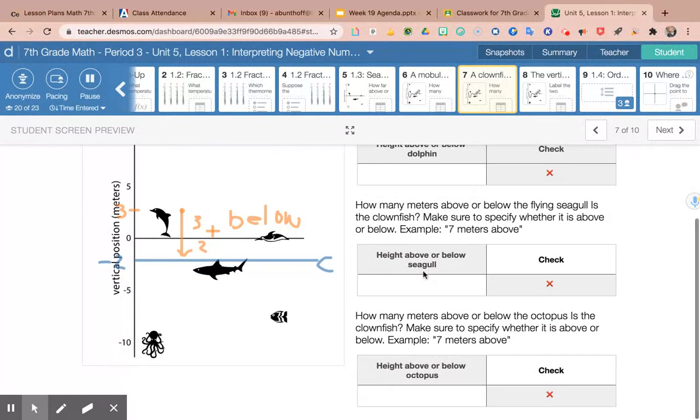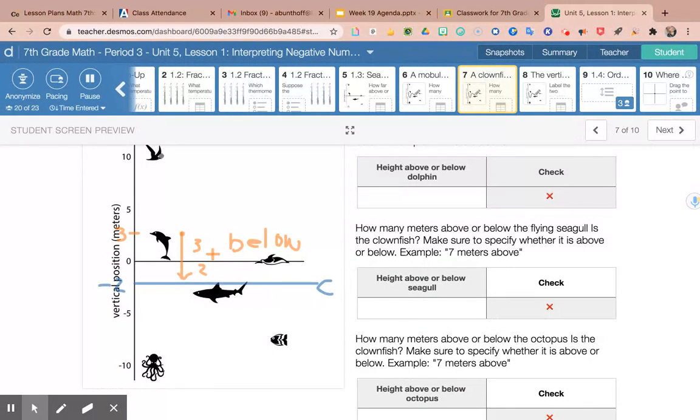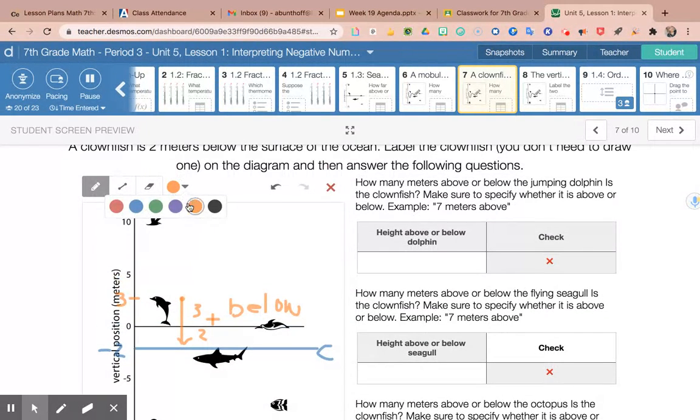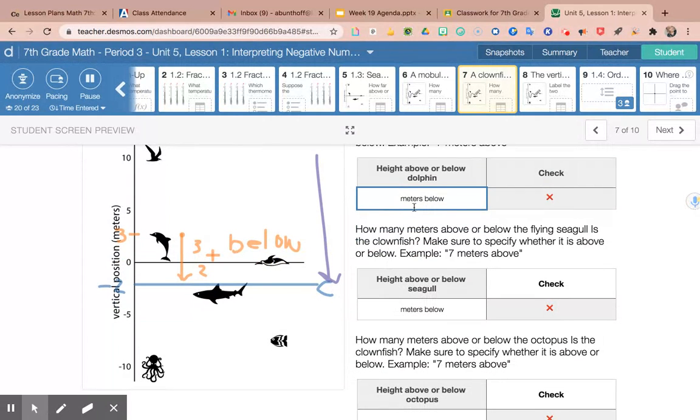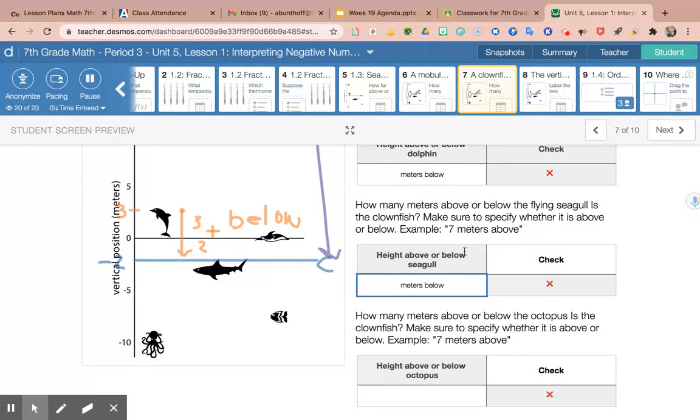All right. For the next one, it says seagull. So the seagull is up here at 10. And so from the clownfish is below. So this one would be meters below. This one was meters below as well. You can see that in my picture. You have to write the number. Make sure you have the number and then a space and then meters below.